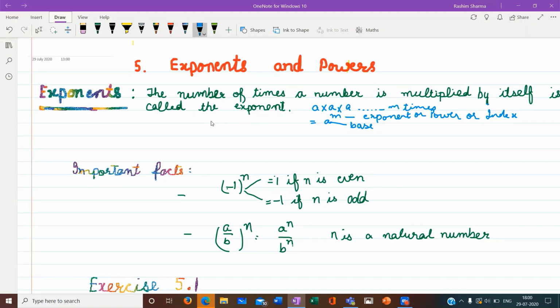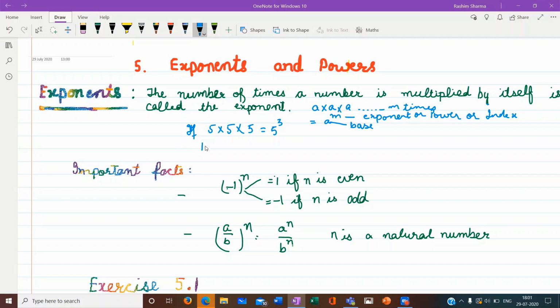Now let us take an example. If I multiply 5 into 5 into 5, you can see 5 is multiplied 3 times. So I can write it as 5 raised to power 3. Here 5 is the base and 3 is its exponent. It means 5 into 5 into 5. We can do it vice versa also.